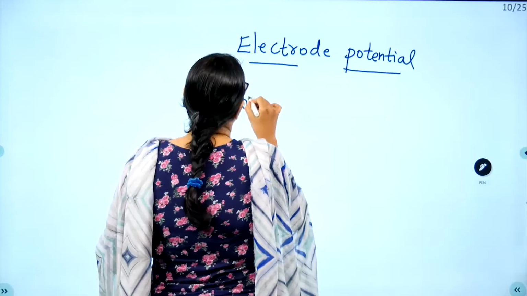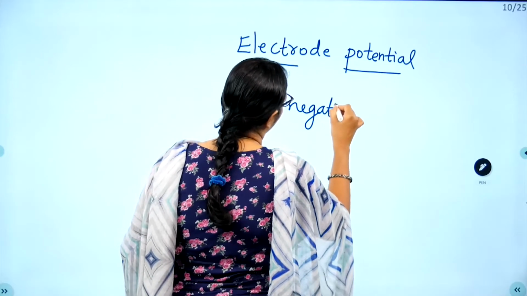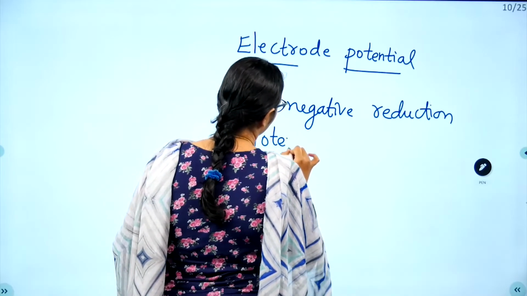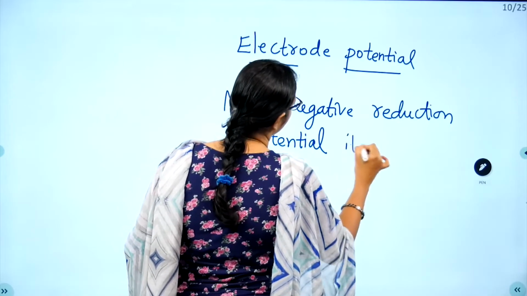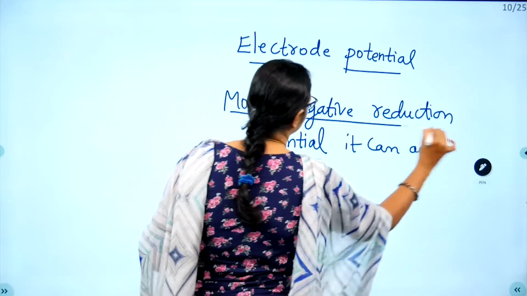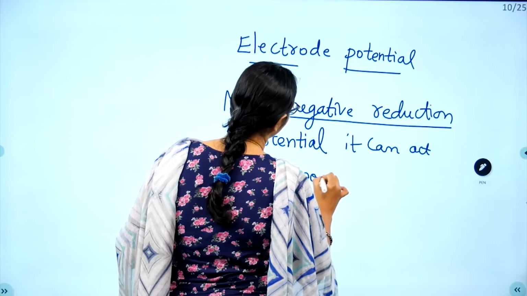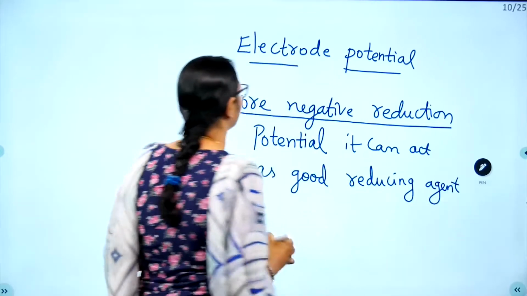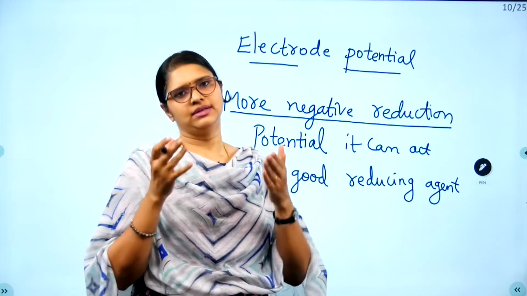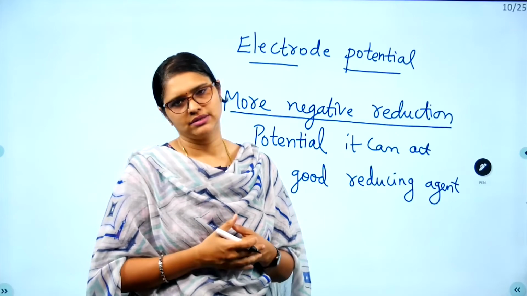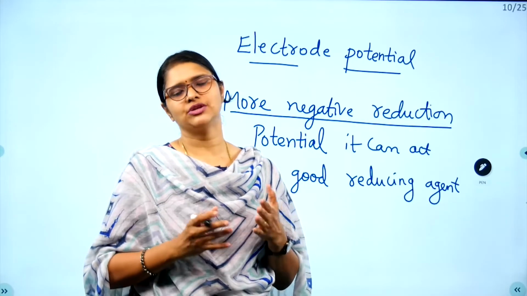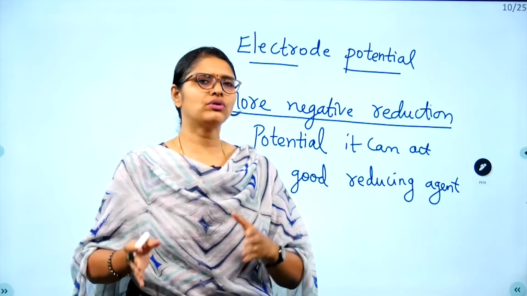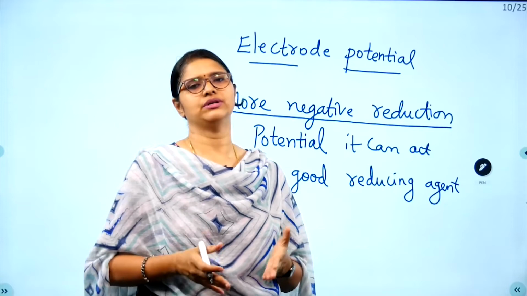The more negative the reduction potential, the better that particular element can act as a reducing agent. For example, zinc has minus 0.76 volts. That is determined experimentally and we get that value. So the more negative the reduction potential value, the better it can act as a very good reducing agent.